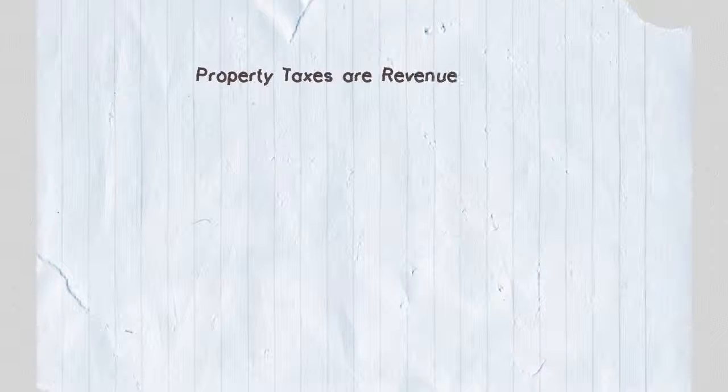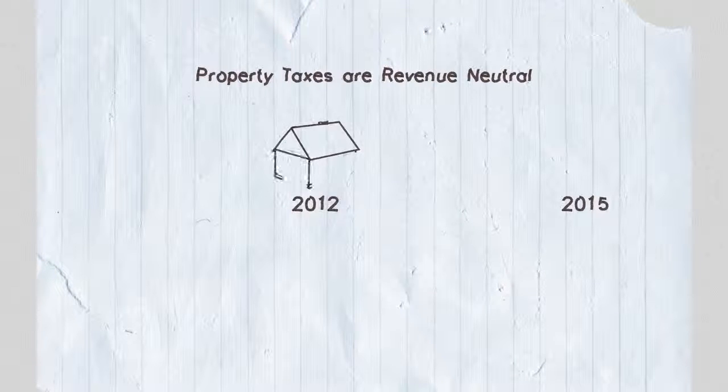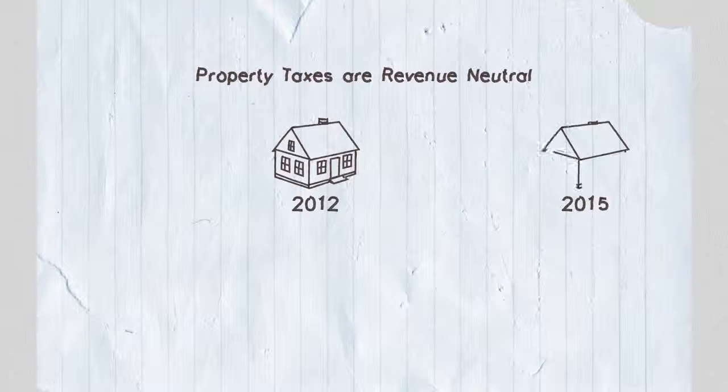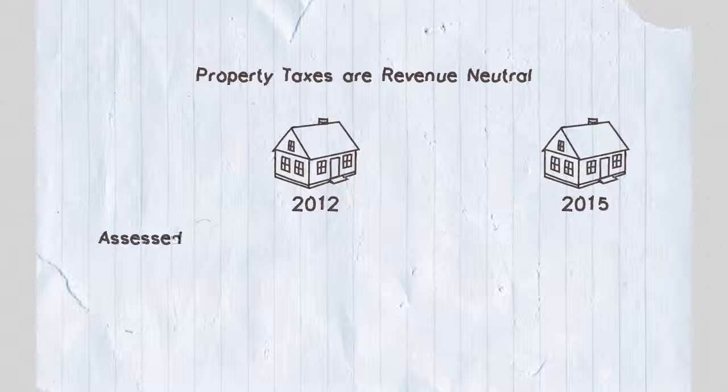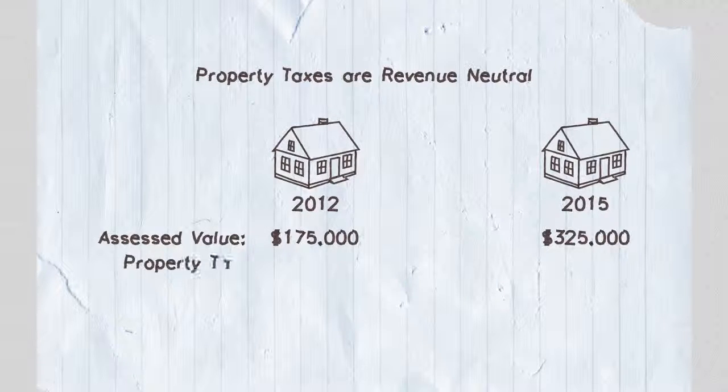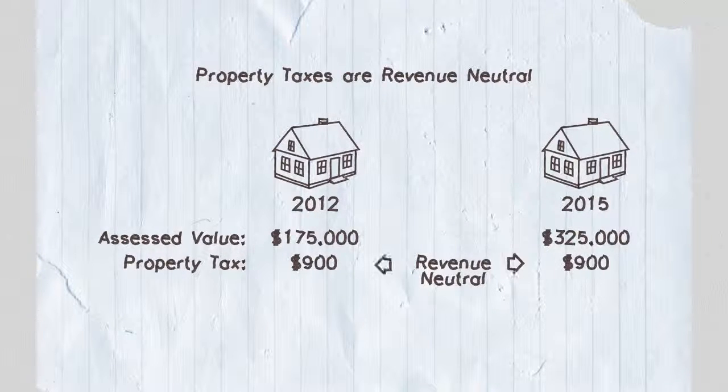Property taxes are revenue neutral. This means when property assessments increase or decrease due to changes in property values, the city's tax revenue doesn't automatically change. So, the City of Saskatoon can only increase the amount of revenue collected from property taxes in two ways: by adding more homes and buildings, or by increasing the property tax rate.